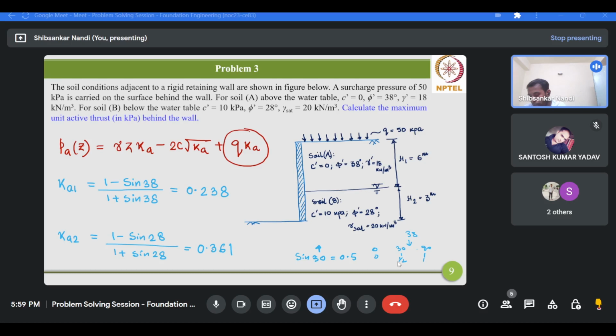What I am getting is 0.616, and it seems to be reasonable. So 1 minus 0.616 divided by 1 plus 0.616 gives me the active earth pressure coefficient as 0.238. So I hope there is a mistake in the settings of your calculator. So please cross check, okay?